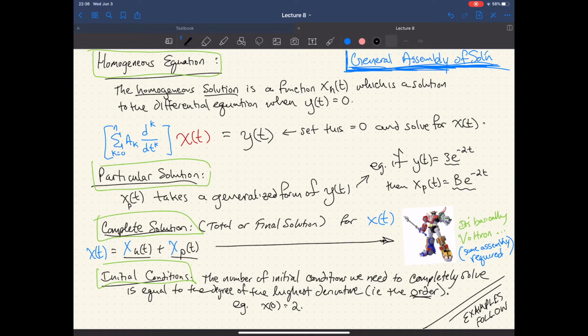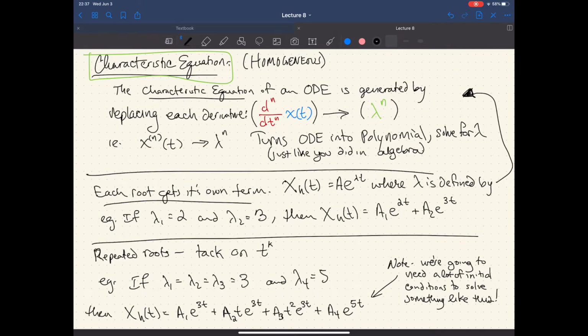All right, initial conditions. The number of initial conditions we need to completely solve our equation is equal to the degree of the highest derivative, i.e. our order. So one such initial condition might be something like x of 0 is equal to 2. You may also see something like, the first derivative of x evaluated at 0 is equal to minus 3 or something.